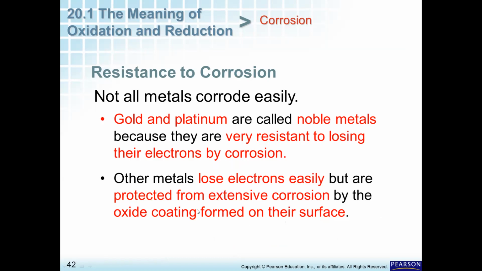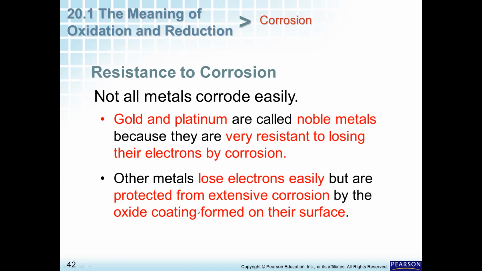Losing electrons is easy, but they are protected from extensive corrosion by an oxide coating formed on their surfaces. So other metals, like gold and platinum, don't corrode at all. Some other metals are not oxidized, like aluminum, for example. If the windows are made from iron and we don't paint them, they will get corroded. But aluminum, with or without painting, is not corroded. Why? Because when they first get in touch with oxygen, they form a layer of the oxides of that material that protects them. While in the case of iron, it doesn't.